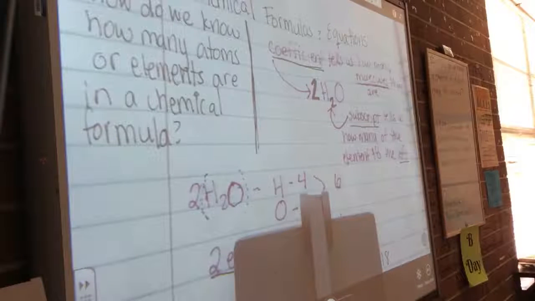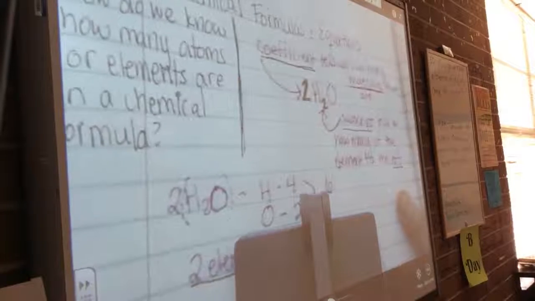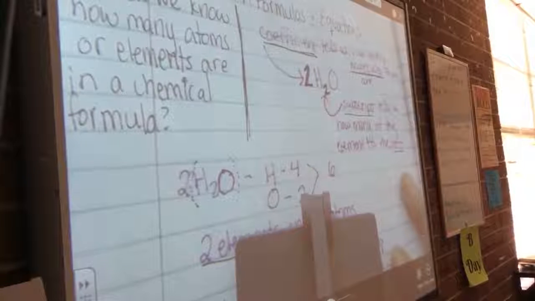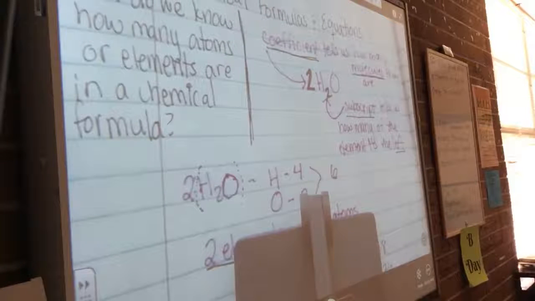I gave you a warm-up a couple weeks ago that had you counting atoms and elements. Most of you actually seem to get it, even without really knowing the procedures. That's good. So you're ahead of the game. Using Cornell notes, our question on the left is, how do we know how many atoms or elements are in a chemical formula? How do we count that?